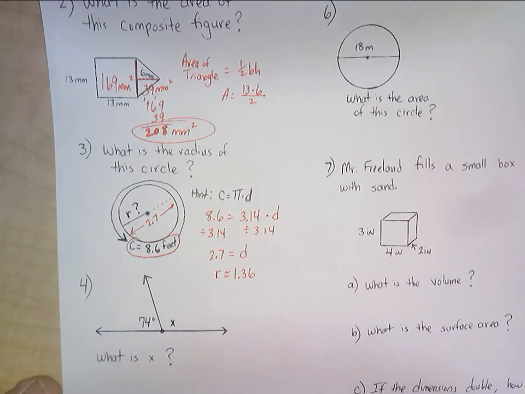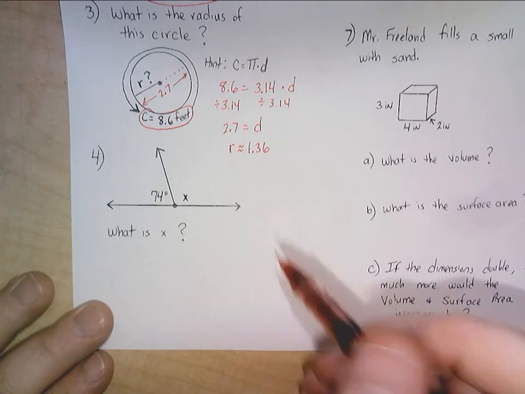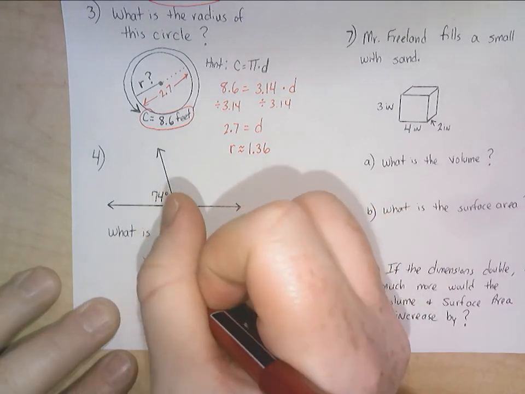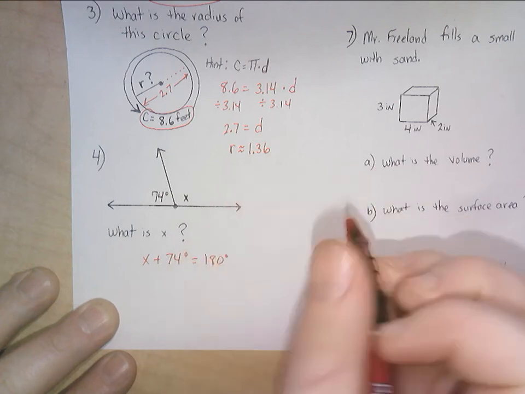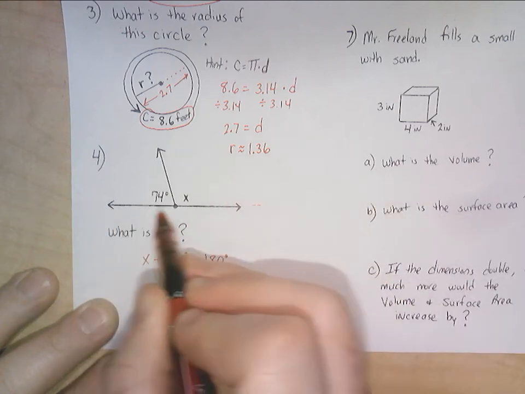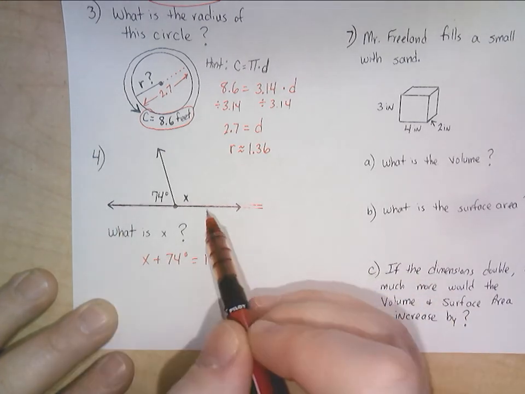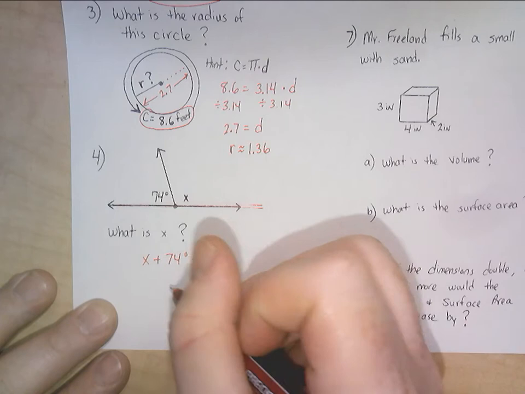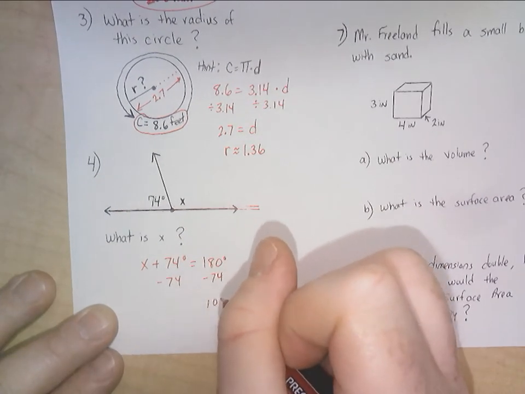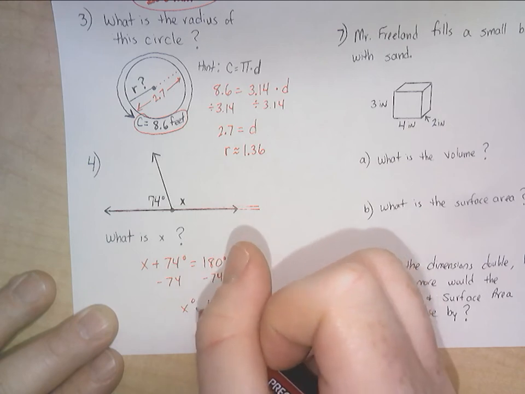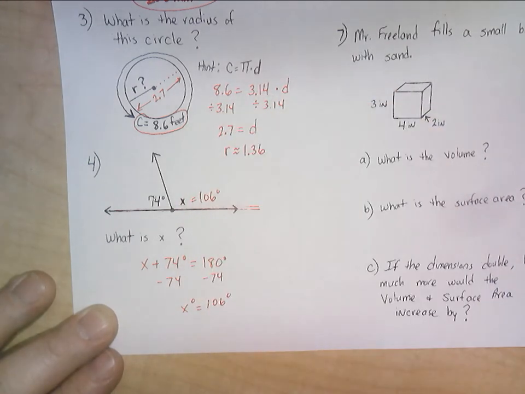Okay? Number 4. So this is a supplementary angle. X plus 74 degrees is going to equal 180 degrees, because we know that a straight angle or straight line is 180 degrees. So if this whole thing's 180, then we're going to subtract 74 from 180 to get 106. So that means X has to be 106 degrees.